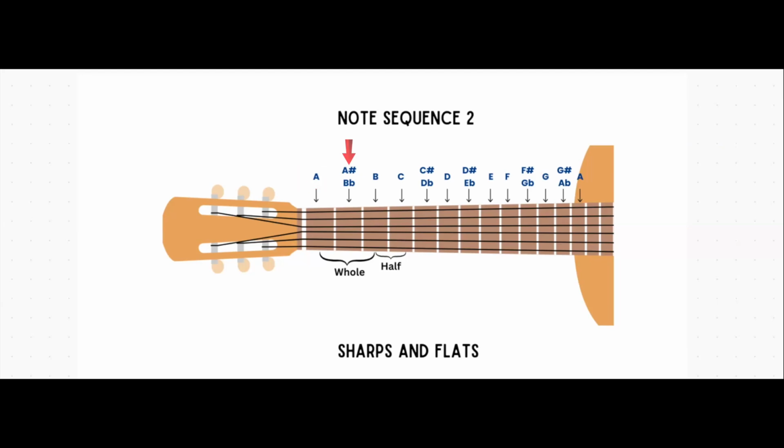Now, an A sharp and a B flat, the reason they're written here under each other is because they are the same thing. I know it doesn't make sense. I understand if that's what you're thinking. Why do they have two for the same thing? Because you can say A sharp and it means the fret after A, and it also means the fret behind B. So it can also be a B flat. You can say A sharp or B flat, it doesn't matter at all.